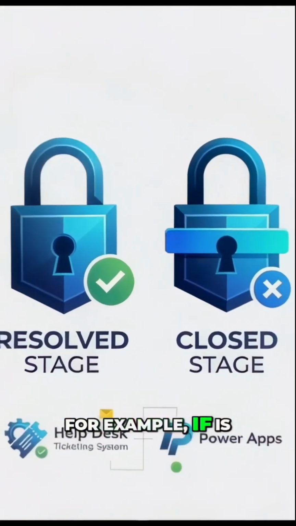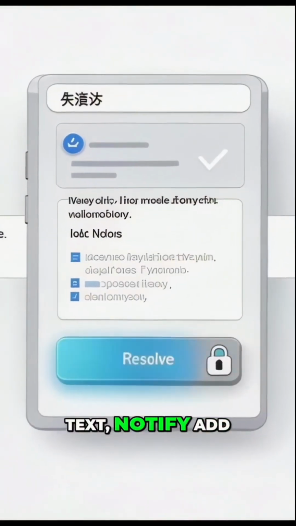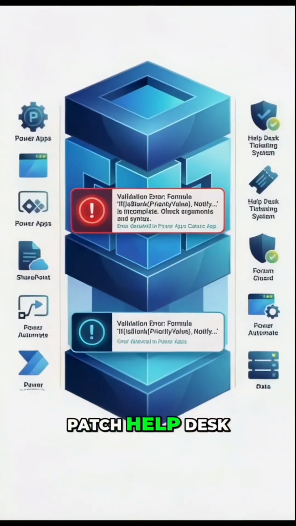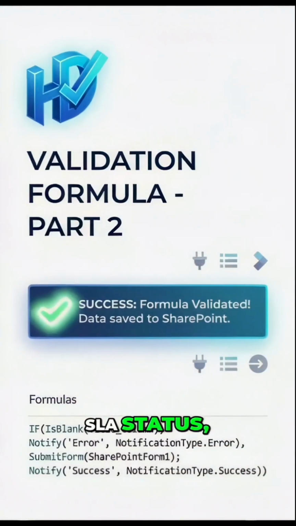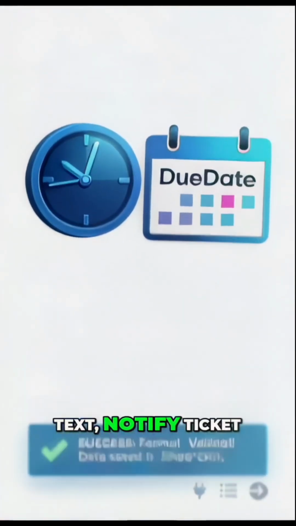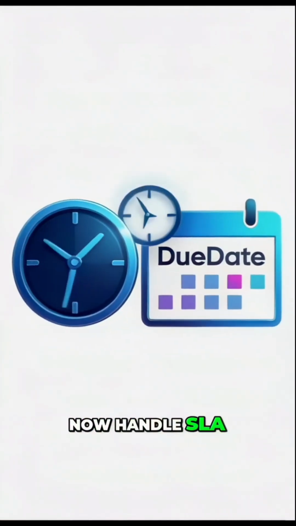For example, if IsBlank(txtResolutionNotes.Text), Notify("Add resolution notes before resolving", NotificationType.Error), else Patch(HelpDeskTickets, gal_Tickets.Selected, {Status: "Resolved", ResolvedDate: Now(), SLAStatus: "Completed", Comments: txtResolutionNotes.Text}), Notify("Ticket resolved", NotificationType.Success). Now handle SLA tracking.